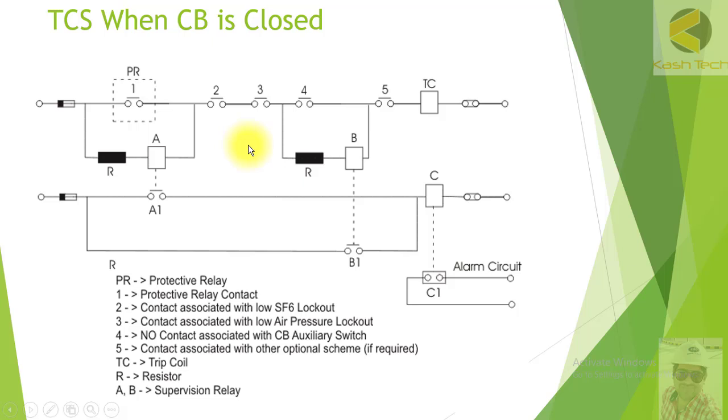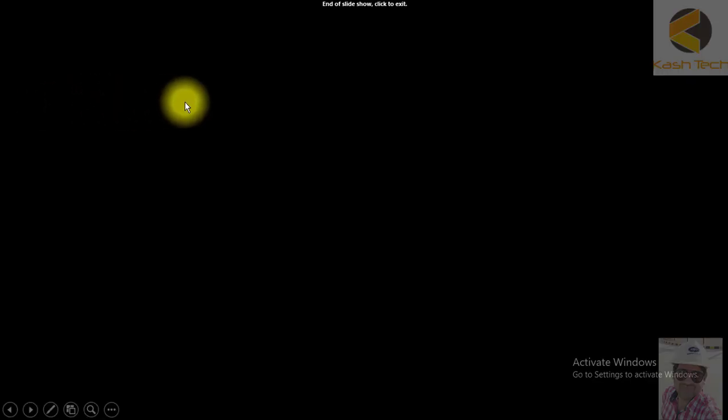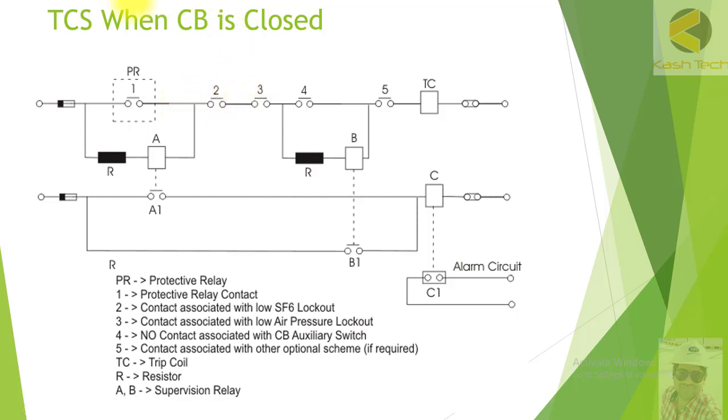During this time, you can see the return negative will be going through trip coil, and this is the normally open contact, so when breaker is closed, this contact will also be closed. And basically 2 and 3 are monitoring SF6 and air pressure. So return negative is reaching here because these two contacts are closed, and now the negative is available at the coil A, and the positive is available, solid positive through this resistor is available at A.